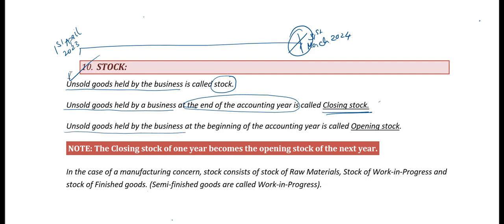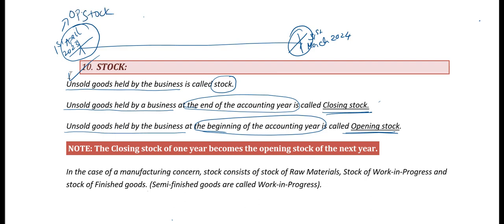Unsold goods held by the business at the beginning of the accounting period is called opening stock. So on 1st April 2023, whatever was the unsold goods on this day will be called opening stock. At the end, it will be called closing stock.